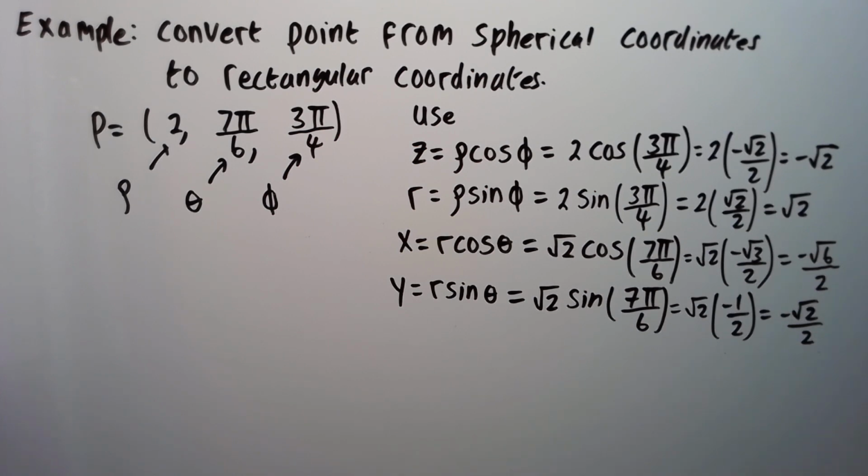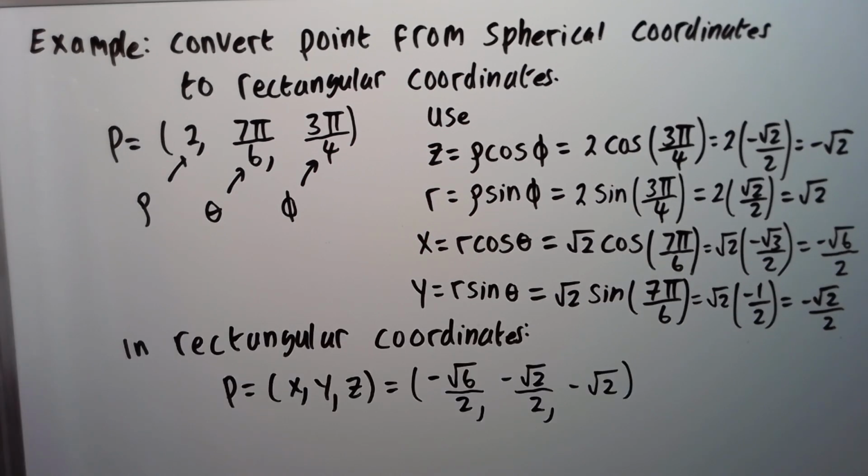So you have this. Now we're ready to write our point in rectangular form. In rectangular coordinates, our point would be in the form (x, y, z). So our x was negative square root of 6 over 2, our y was negative square root of 2 over 2, and our z was negative square root of 2. Okay, so we're done with this example. Let's look at another example. So let me erase this.